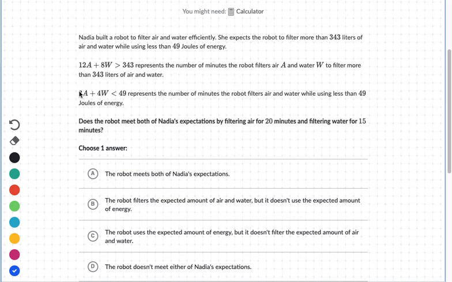so it uses 3 joules per minute of air and 4 joules per minute of water. And they want to know if filtering for 20 minutes of air and 15 minutes of water will satisfy that. And the easiest way to figure that out is just to plug it into both equations. So we're going to do 12 times 20 plus 8 times 15 needs to be greater than 343. And then 3 times 20 plus 4 times 15 needs to be less than 49.